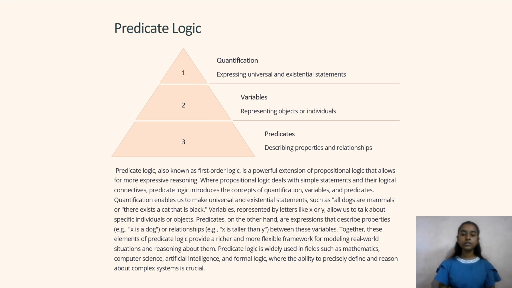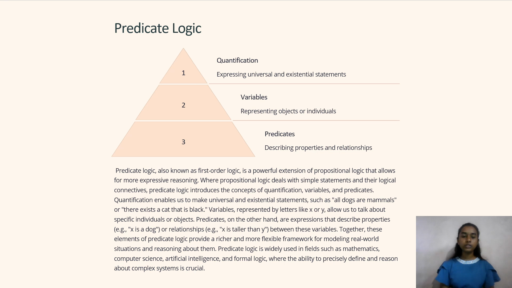Predicate logic introduces the concepts of quantification, variables, and predicates. Quantification enables us to make universal and existential statements, such as all dogs are mammals, or there exists a cat that is black. Variables represented by letters like x and y allow us to talk about specific individuals and objects. Predicates, on the other hand, are expressions that describe properties or relationships between these variables.